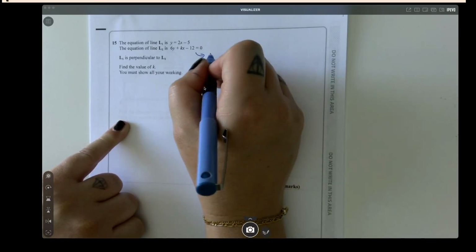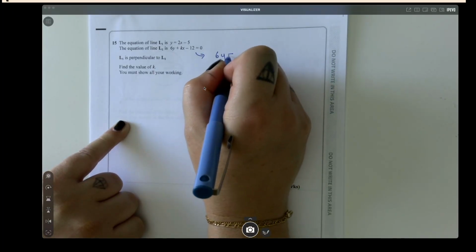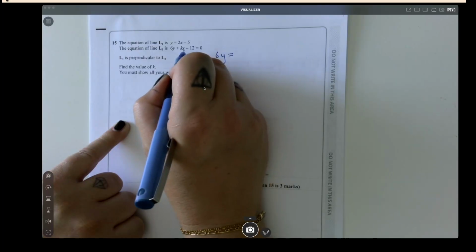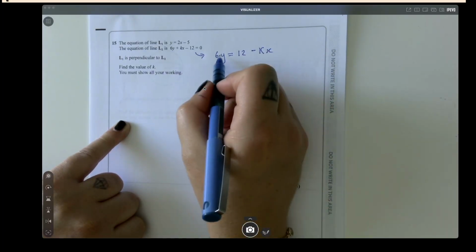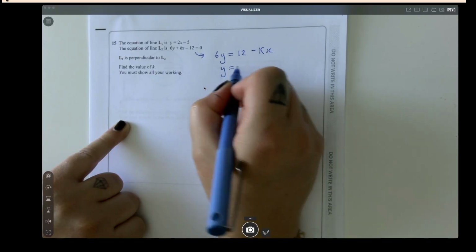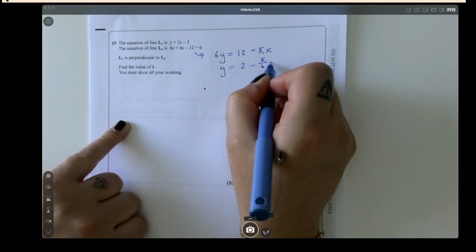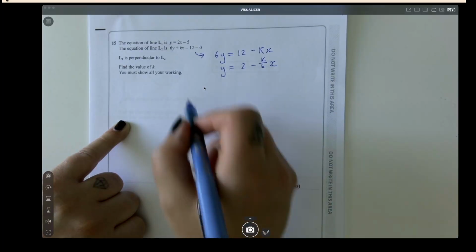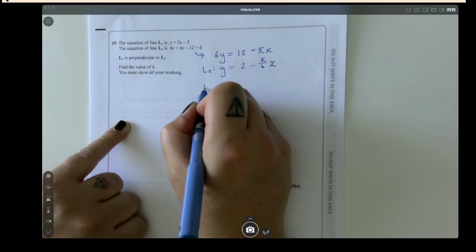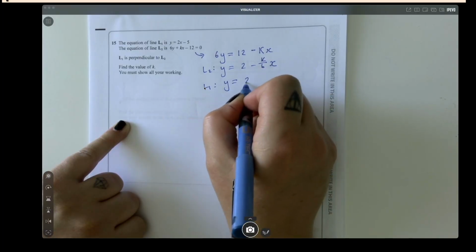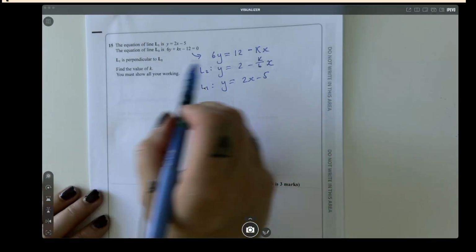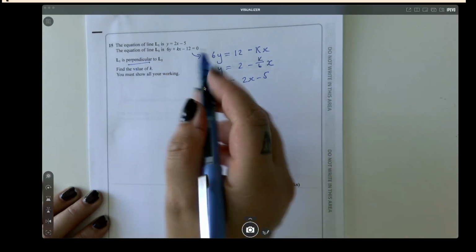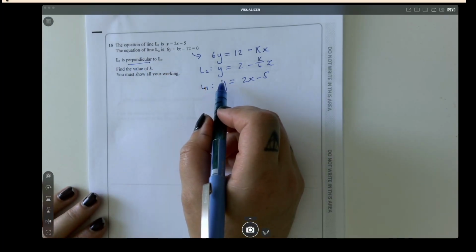So 6y equals, I'm going to subtract kx, and I'm going to add 12. So 12 subtract kx, and then I'm going to divide by that 6. So y equals 2 subtract k over 6 x. So this is L2, and L1 is y equals 2x subtract 5. Now, if L1 is perpendicular to L2, then it has the negative reciprocal gradient.